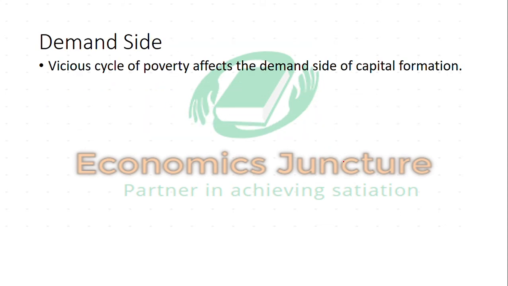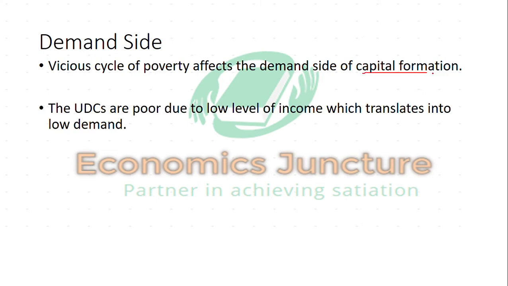So the problem is that the vicious cycle of poverty affects the demand side of capital formation. So the capital formation is affected. In underdeveloped countries which are poor, there's a low level of income, which translates into low demand, right?